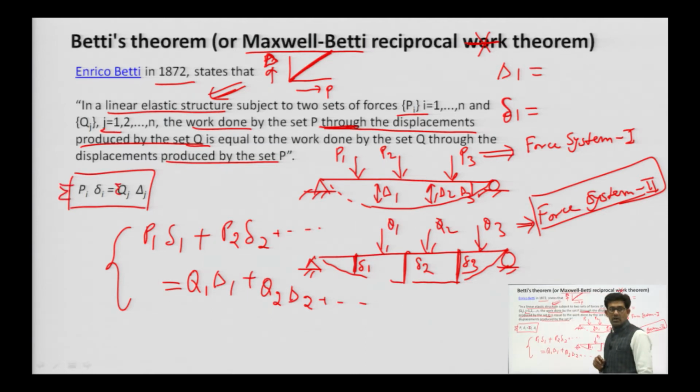So, the total work done is equal to the work done by the set Q through the displacement produced by the set P, which means Q1 multiplied by delta 1, Q2 multiplied by delta 2, Q3 multiplied by delta 3. This is the same.